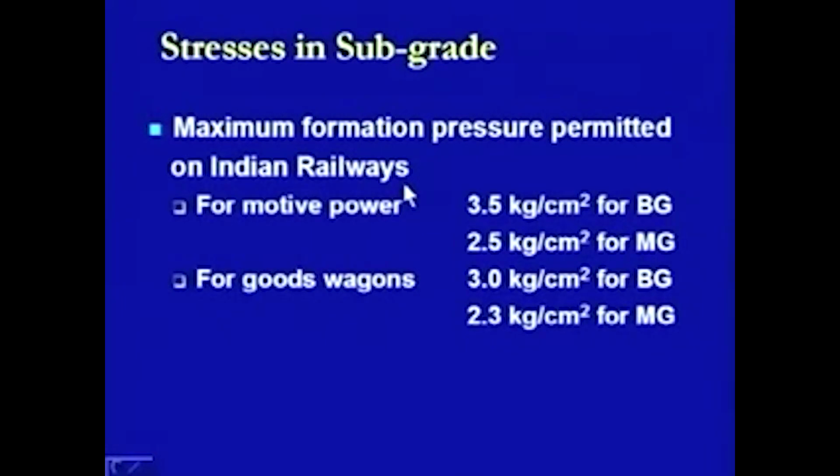So, the maximum formation pressures which are permitted on Indian Railways, in the case of the motive power, are 3.5 kg per centimeter square for broad gauge, and 2.5 kg per centimeter square for meter gauge. In the case of the goods wagons, these values are 3 kg per centimeter square for broad gauge and 2.3 kg per centimeter square for meter gauge.